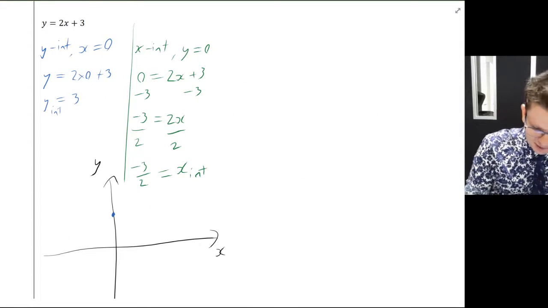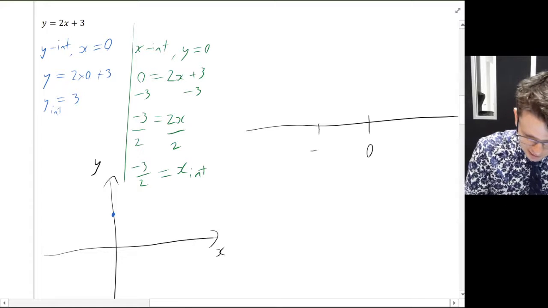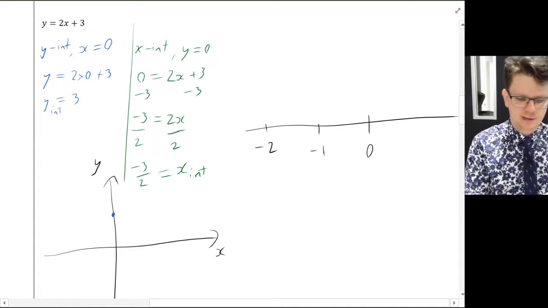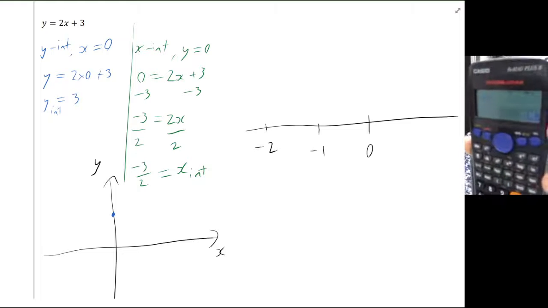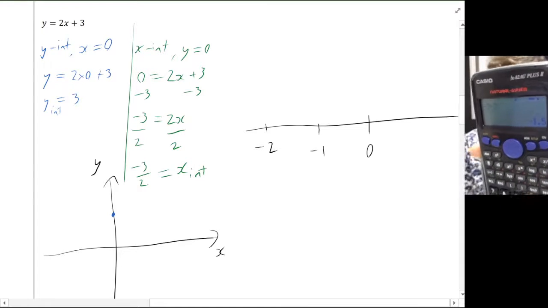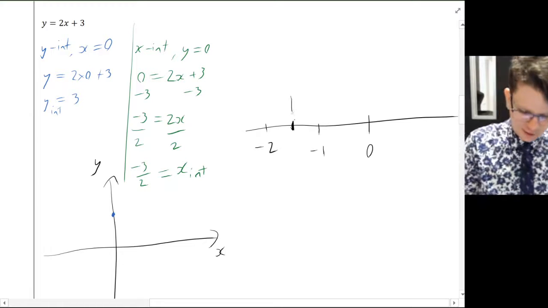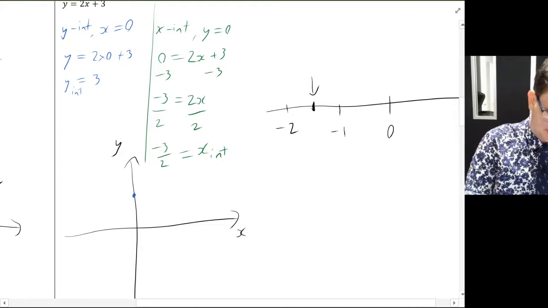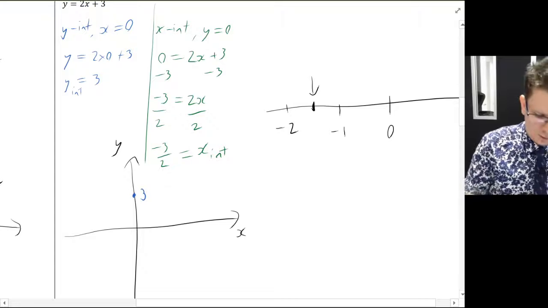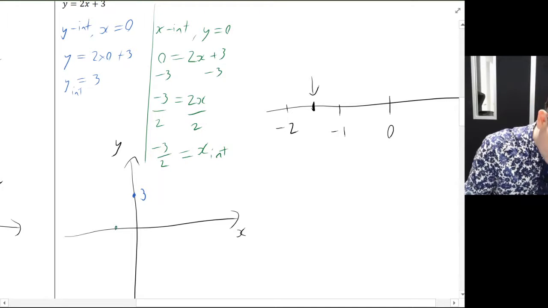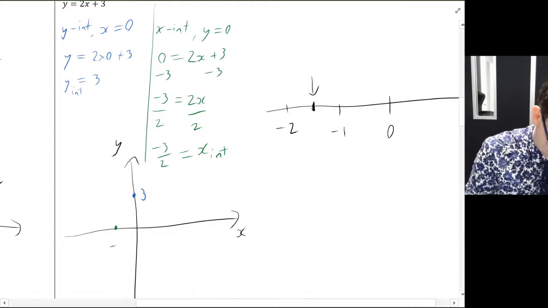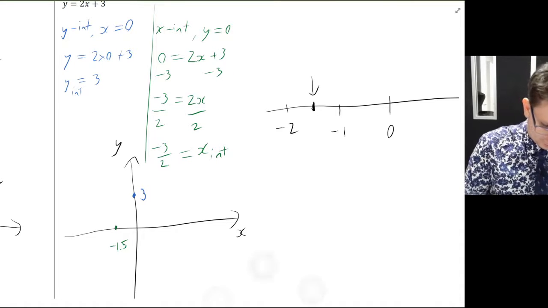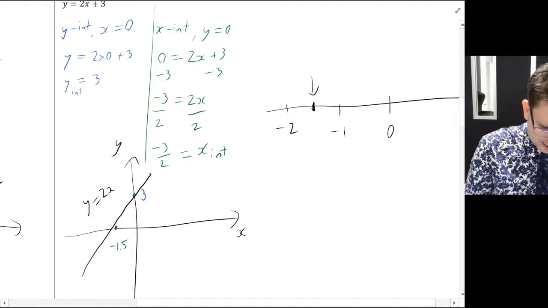So let's just go out for the number line for a second. 0, negative 1, negative 2. So where does negative 3 on 2 sit? Well, let's figure it out. Negative 3 divided by 2 is negative 1.5. So on the number line, negative 1.5 lives about there. Right? So on my x-axis, it should live about the same place. So if this is 3, 1.5 is going to be about here. And it's there because that's my x-axis, negative 1.5, which is the same as negative 3 on 2. Draw my straight line through. Y is equal to 2x plus 3.